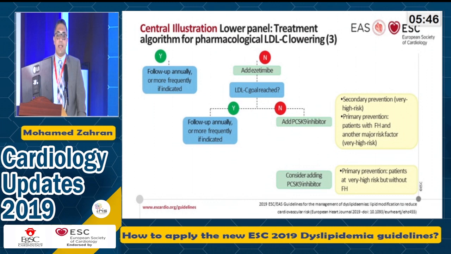And PCSK9 inhibitors are indicated per se for secondary prevention in the very high risk profile that we said does not qualify to the risk score, and for primary prevention in patients with familial hypercholesterolemia and another major risk factor. Both of those are very high risk. And PCSK9 is indicated in primary prevention for patients at very high risk, even if they do not have familial hypercholesterolemia.